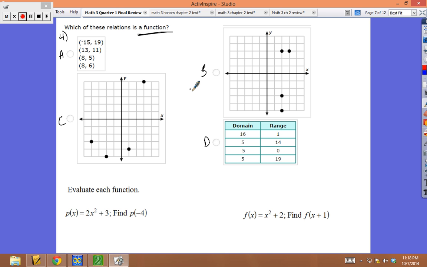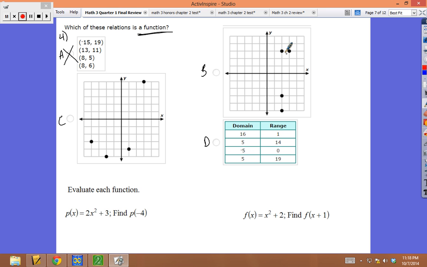Okay, the rule for a function: it can never have 2 dots on 1 x. So A is no good because look, the x is 8 and the y is 5, but then the x is 8 and the y is 6. That's impossible. 8 has to have only one answer every time you plug it in, and it's got to give you the same answer. So A is no good.